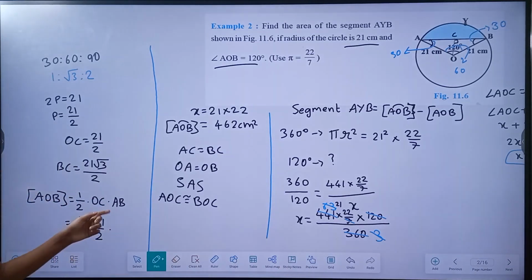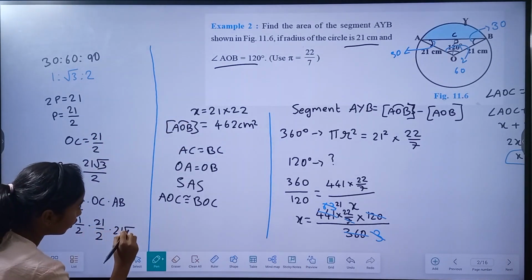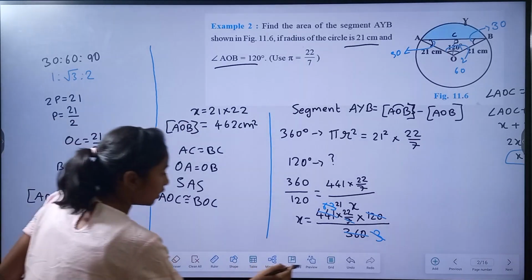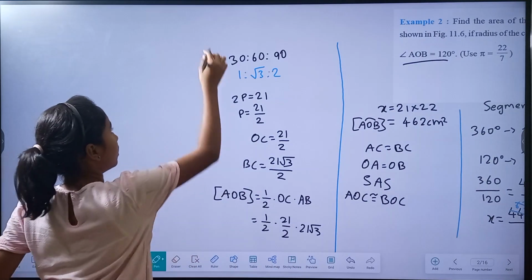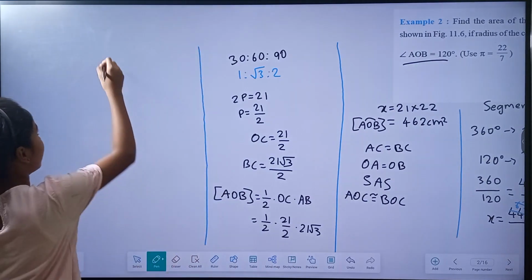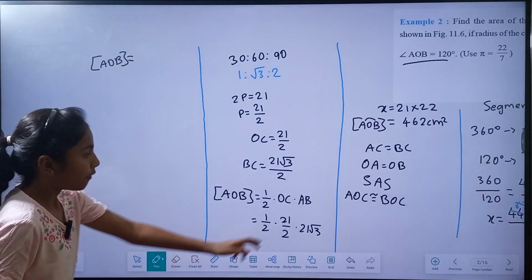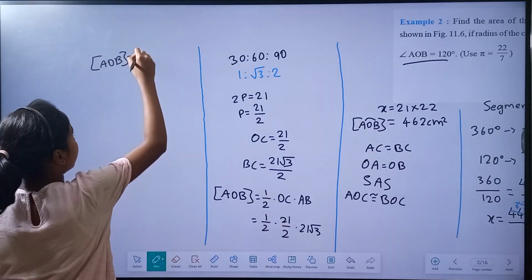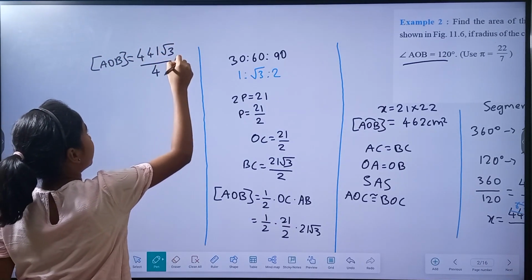This is BC, and AB equals 2 into BC, so it would be 21 root 3. So the area of triangle AOB equals 441 root 3 by 4 centimeter square.